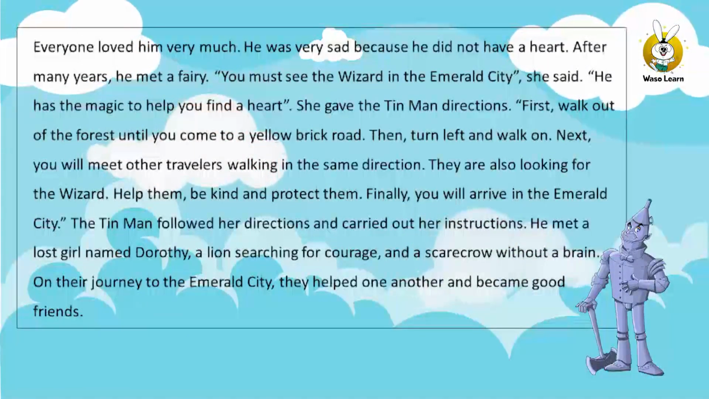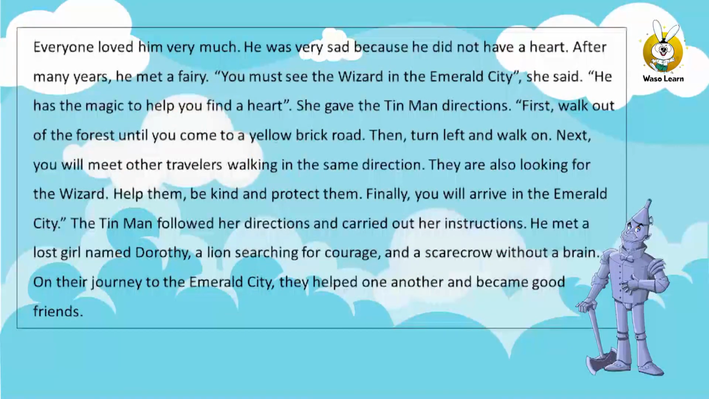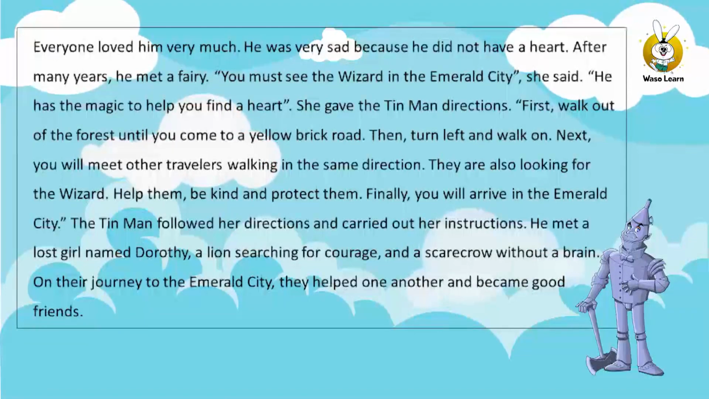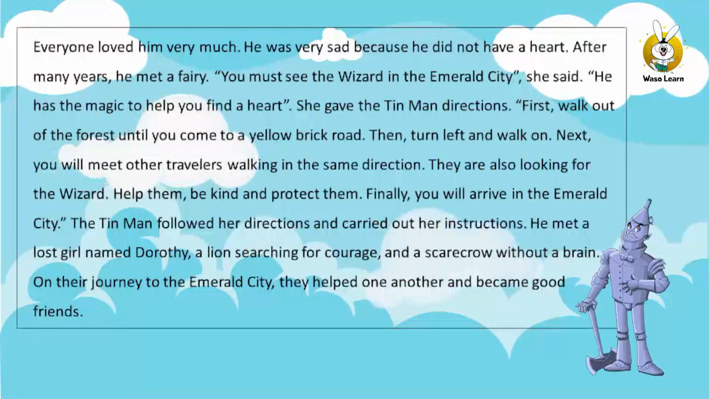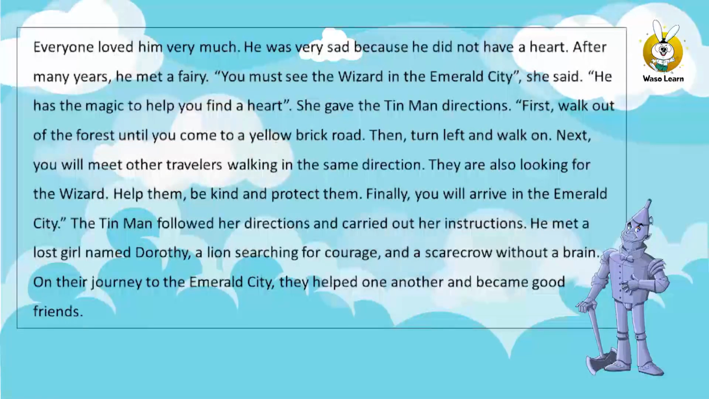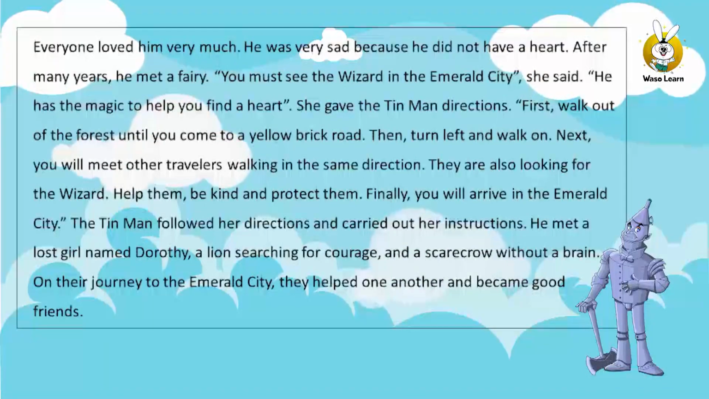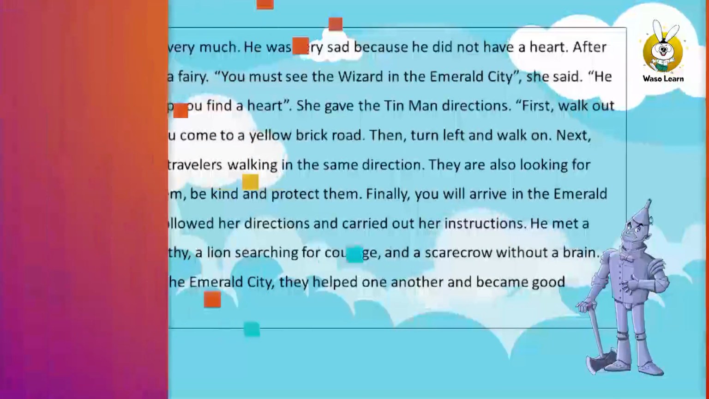The Tin Man followed her directions and carried out her instructions. He met a lost girl named Dorothy, a lion searching for courage, and a scarecrow without a brain. On their journey to the Emerald City, they helped one another and became good friends.